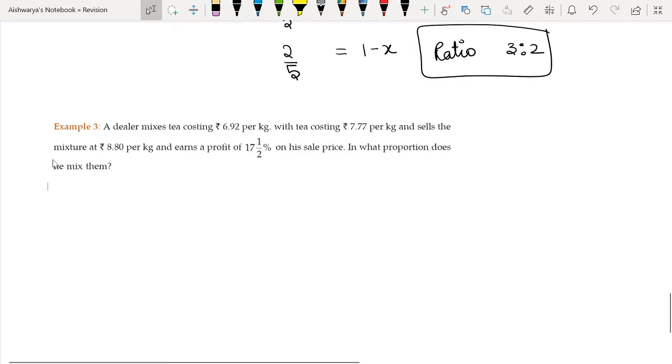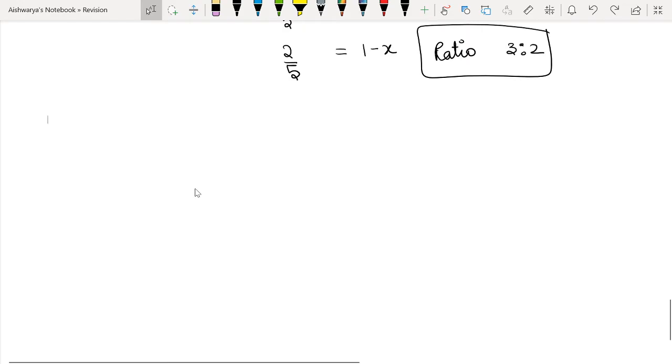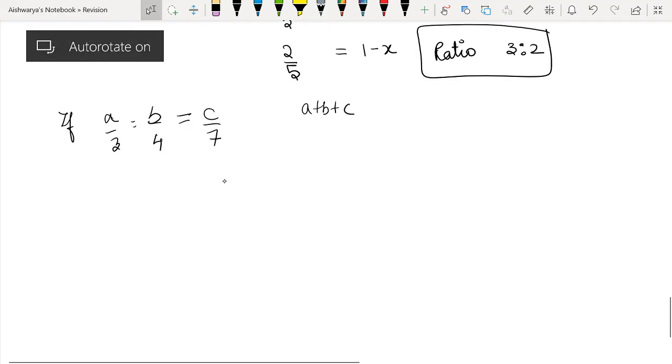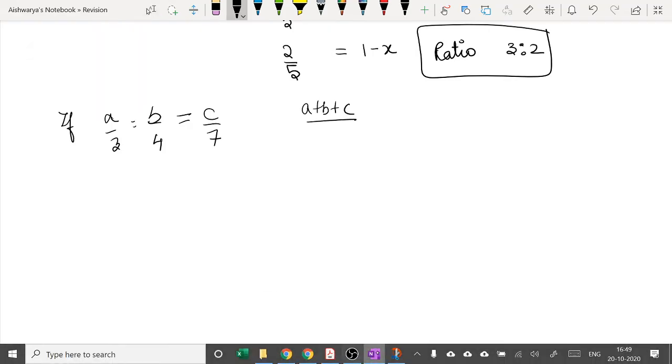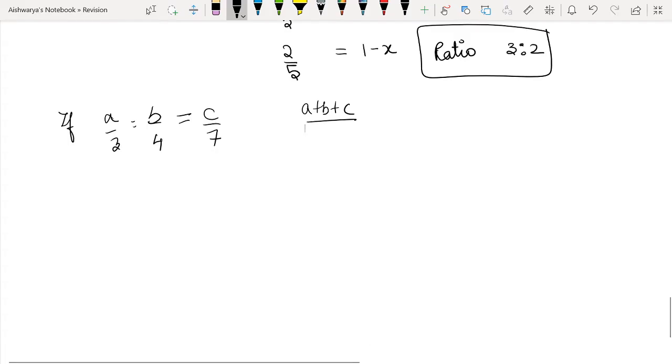Okay, let me just write the question. It's a simple question only. If A by 3 is equal to B by 4 is equal to C by 7, then (A plus B plus C) by C is equal to how much?